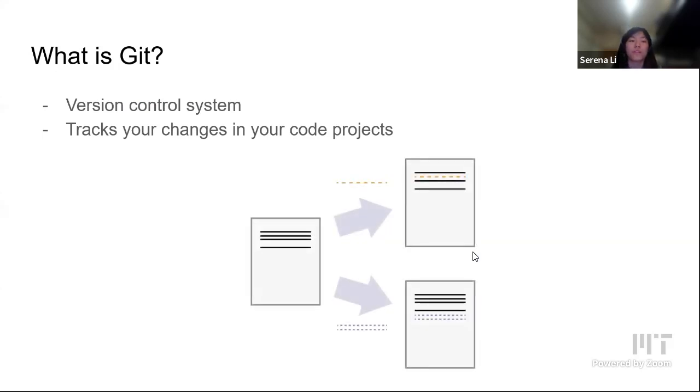Another thing Git allows you to do is have multiple collaborators work on the same file. For example, one person could make this change up here and another person could make this change down here, and then you can merge those changes, which we'll talk about later.